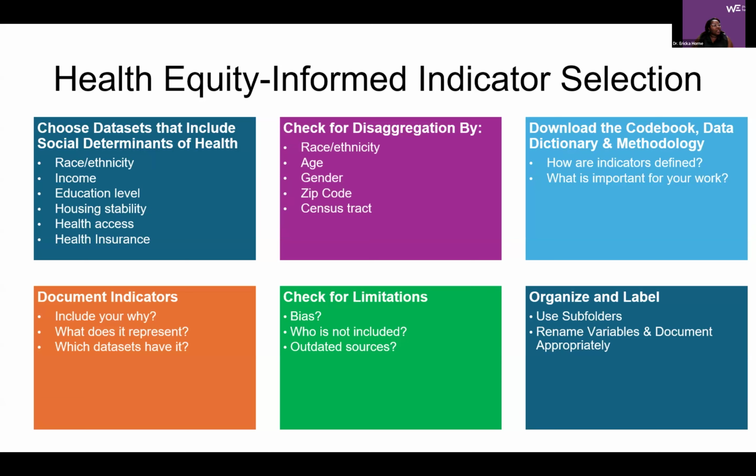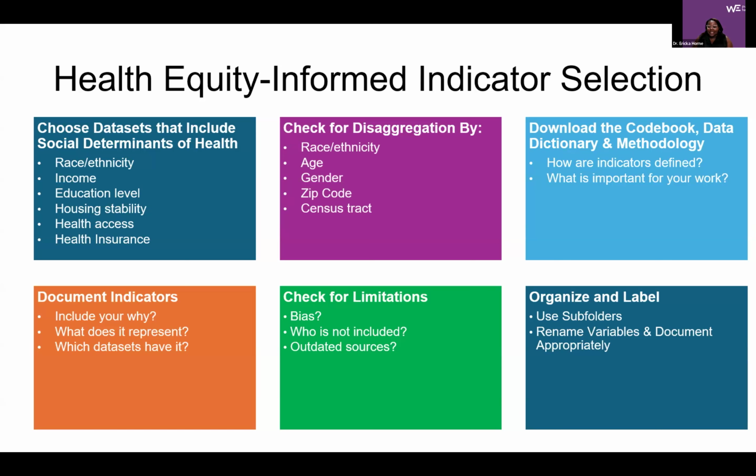And one of the things that you want to check for when you are looking at large data sets, especially the national ones or even your states, is what limitations the data sets may have. So essentially, the first thing we talked about was making sure that you have a data set that includes your SDOH. Does the data set you're looking at not include that information?